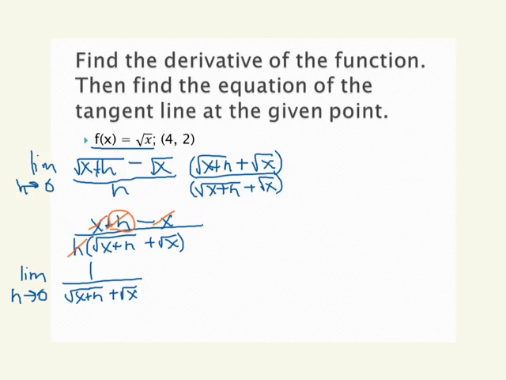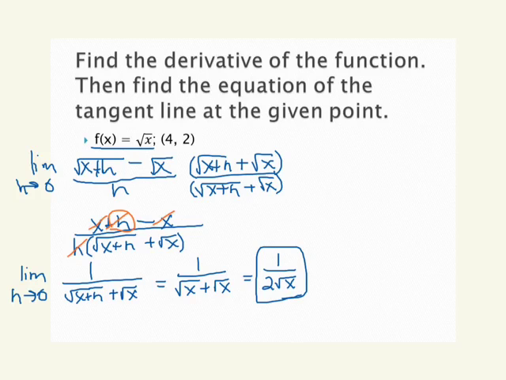And now we can apply a direct substitution. We can plug 0 in for h. So really all we're left with then is 1 divided by the square root of x plus the square root of x, which we can simplify down even further. This would then become 1 divided by 2 square root of x. And this again would be our derivative.